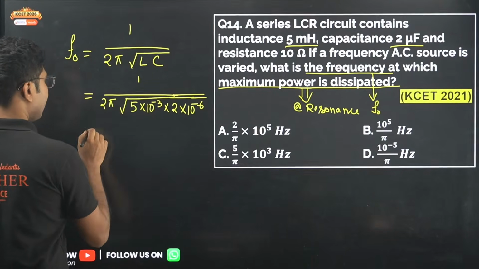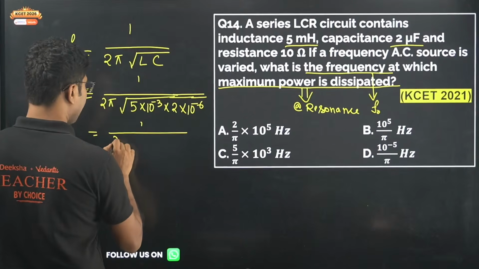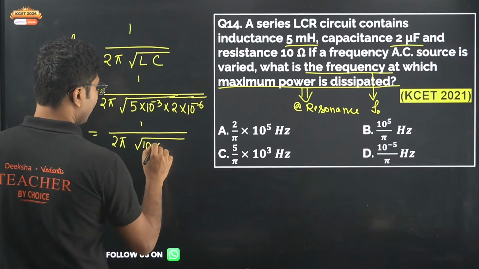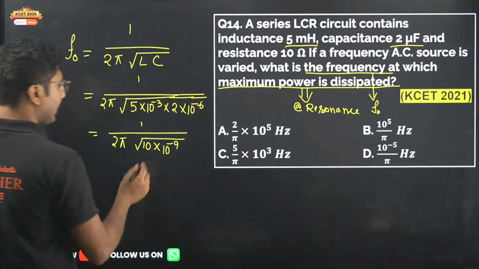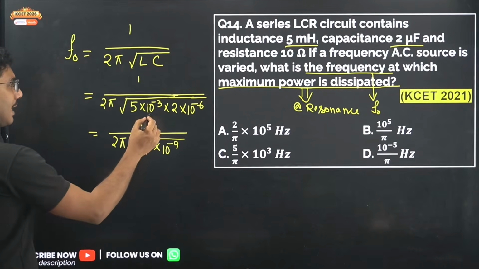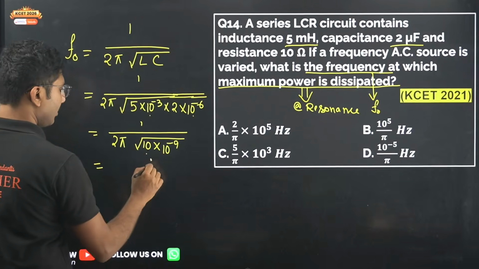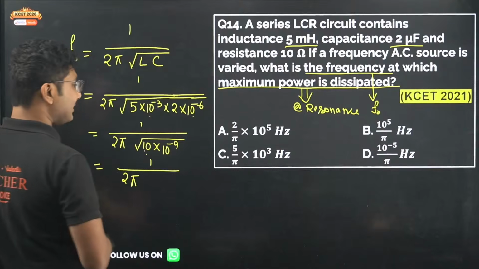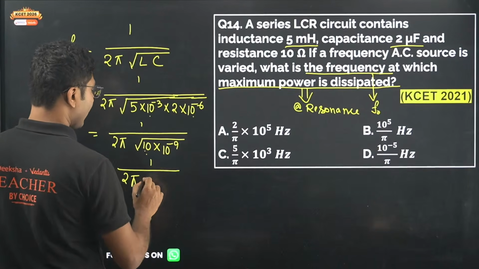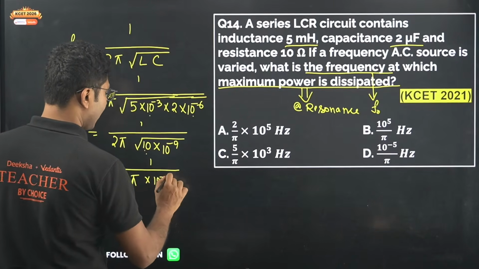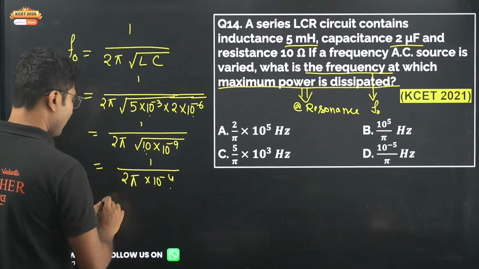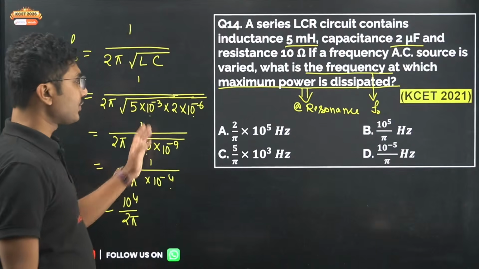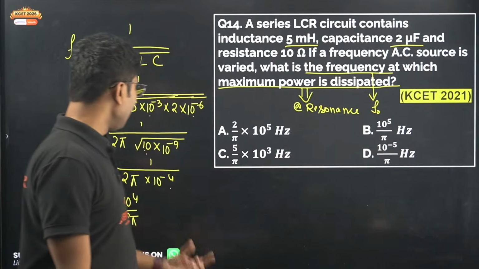So only the calculation of the powers of ten is tricky; we need to calculate the 10 to the power value correctly. 5 into 2 is 10, and 10 to the power of minus 3 and minus 6 gives 10 to the power of minus 9. So 10 into 10 to the power of minus 9 means 10 to the power of minus 8, and its square root will give you 10 to the power of minus 4. Taking it to the numerator, you get 10 to the power of 4 by 2 pi. Now if you see the options, none of the options is given as this.